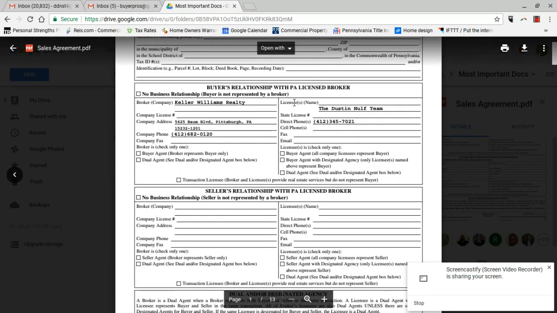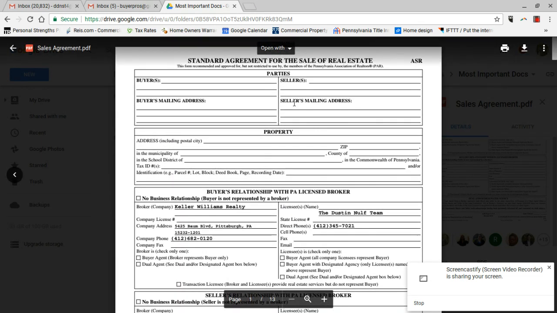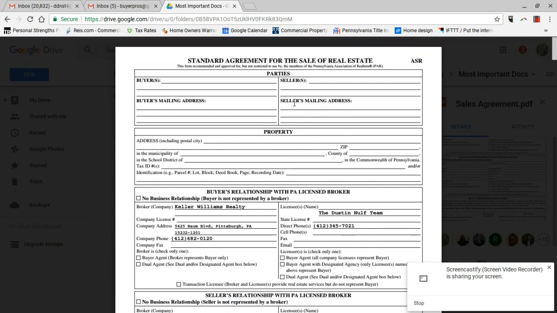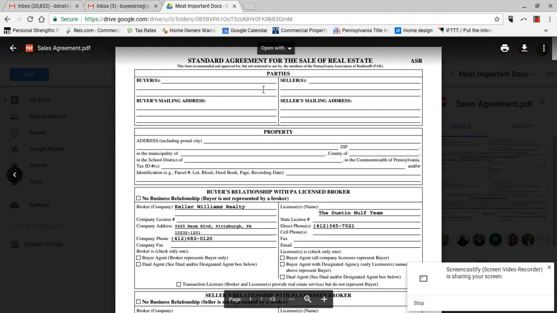So the agreement of sale. I'm going to go through this kind of quickly, like I would go through it with a buyer, so you can see how I would explain it. I'm going to explain it to a seller the same way. It's the same agreement, but we're going to look more at the buyer view today. So the first page is everybody's information.